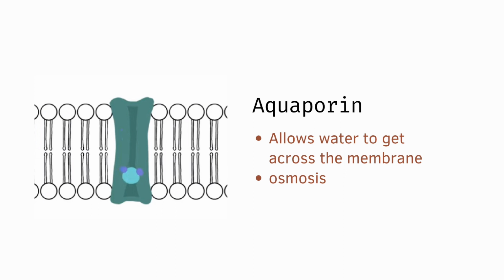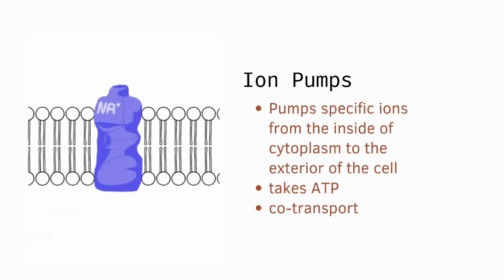And the last one is ion pump. Ion pumps pump specific ions from the cytoplasm to the exterior of the cell. For example, this pump over here is a sodium ion pump that only pumps sodium ions. And there are also proton pumps that pump hydrogen ions. Ion pumps are also essential for the co-transport mechanism along with the carrier protein.